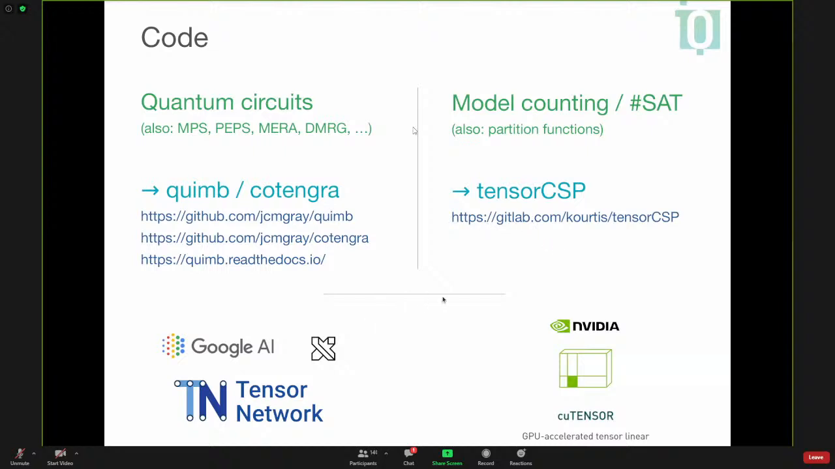But also there are some key players in the quantum information field nowadays that build their own tensor network libraries. So one example is Tensor Network by Google, and NVIDIA also has recently introduced their own tensor network libraries. So I see that I'm out of time, so I can stop here and take any questions.